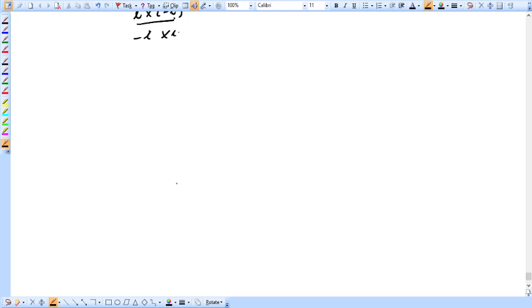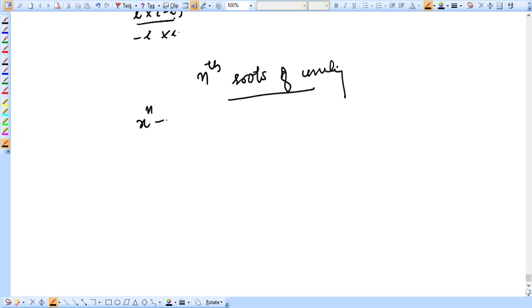Now we will see nth roots of unity. The roots of x^n - 1 = 0, or you can write it as the equation x^n = 1. All the roots of this equation are known as nth roots of unity.